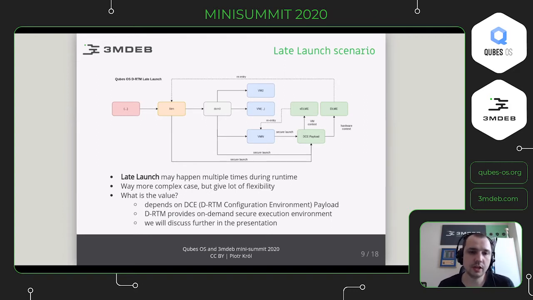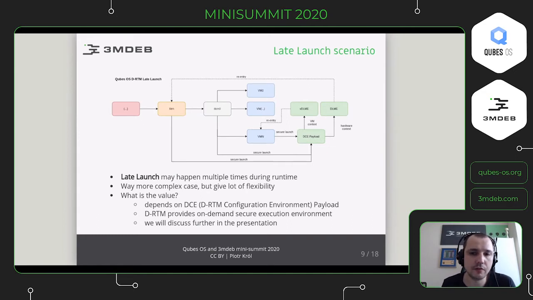So on this diagram, first of all, we have something that happened before running Xen. It can be some bootloader plus firmware. And then we have operating system with Dom0 and various VMs, like sys-usb, sys-net, sys-firewall, and all those VMs. And we can allow almost any component to use a secure launch or the dynamic launch event, and then execute our D-RTM configuration environment payload. This payload can be different for different cases, and I will explain that.